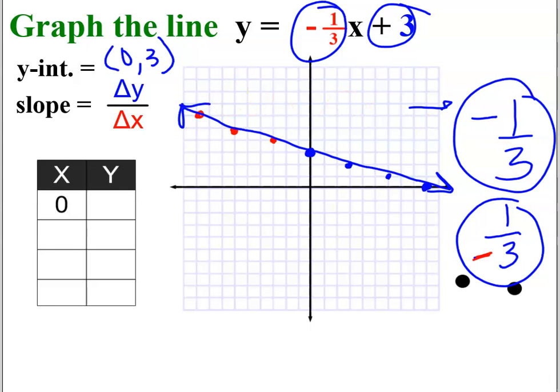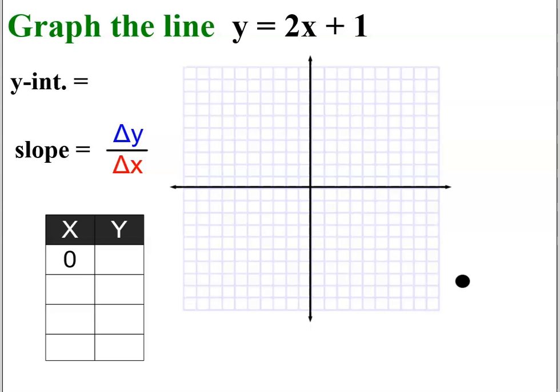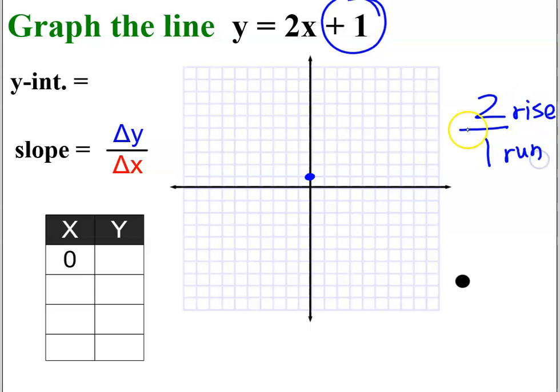Now for the final example. In this problem, after you plot your y-intercept, if your slope is a whole number, don't forget to fill in the denominator with a 1. Again, the numerator is the rise, the denominator is the run. Rise 2, run 1. Up 2 over 1, up 2 over 1.